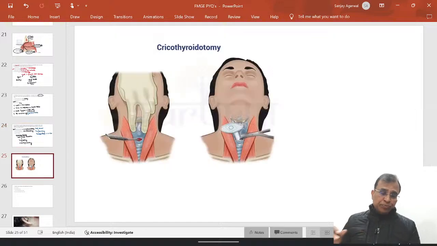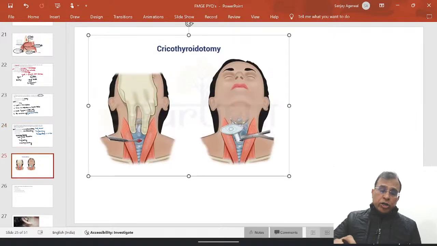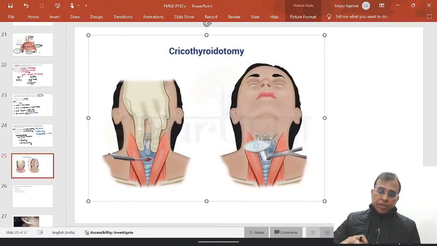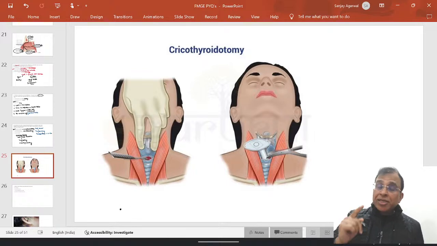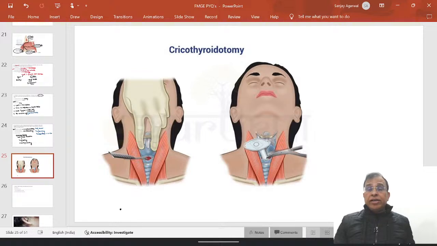And this is the image showing you how a cricothyroidotomy is done. You can see that between the thyroid cartilage and the cricoid cartilage, we make an incision, and through that gap we put a tube, which is shown in the next image. Cricothyroidotomy, also called mini tracheostomy. Now in mini tracheostomy, cricothyroidotomy, this image is very important. That's why I'm showing you the image.